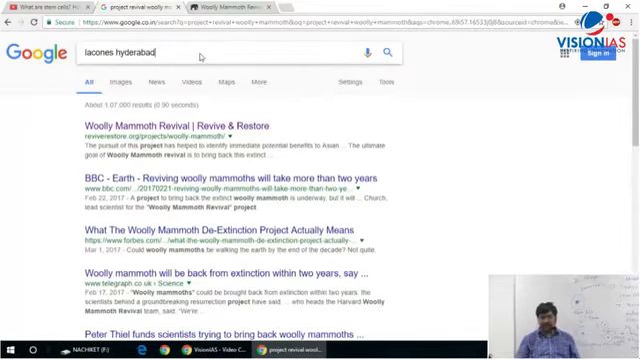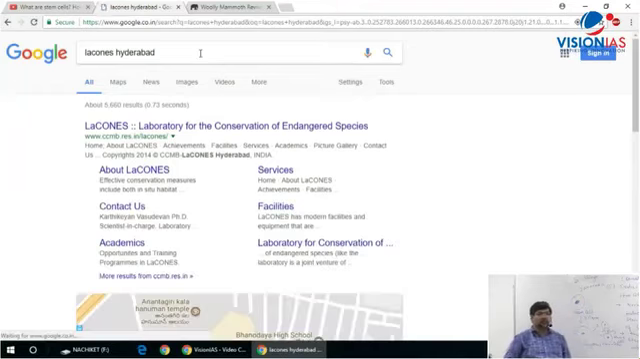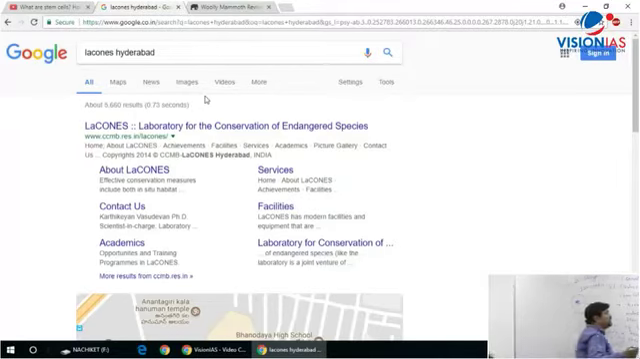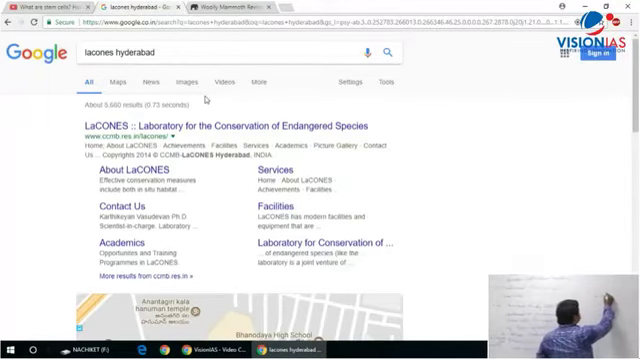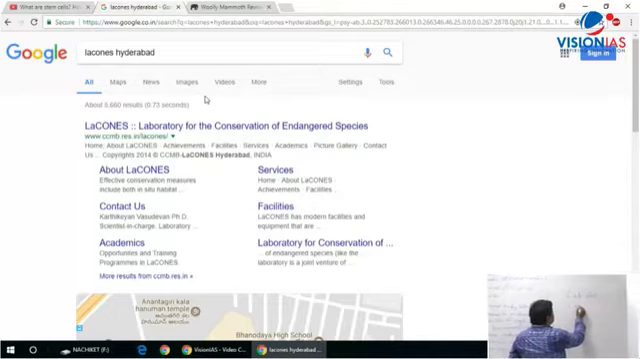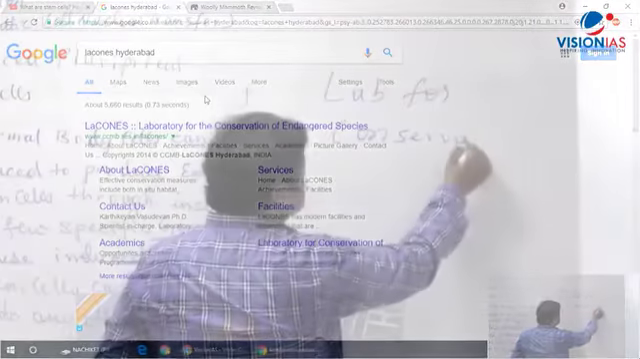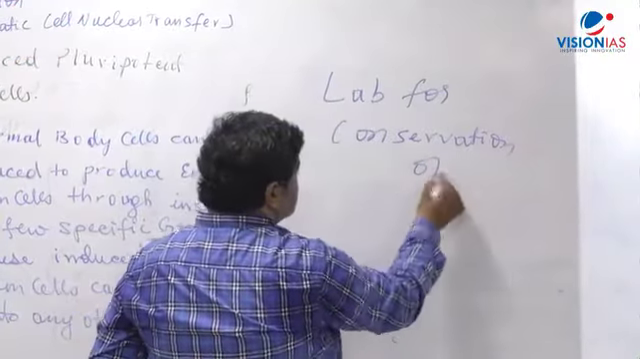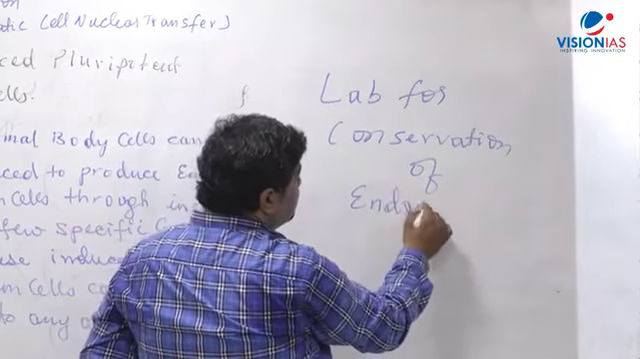Hyderabad. What we have done in India, we have developed a lab, and LaCONES stands for Laboratory for Conservation of Endangered Species. It is given in the Science Reporter also.